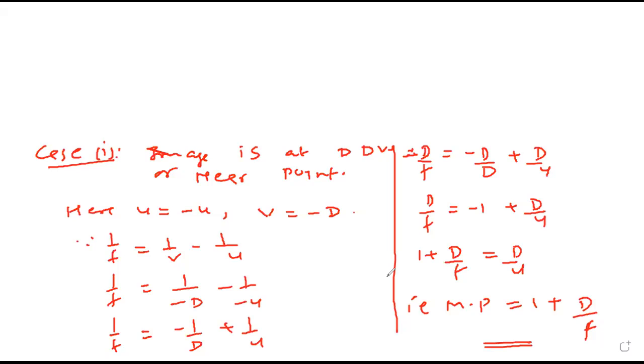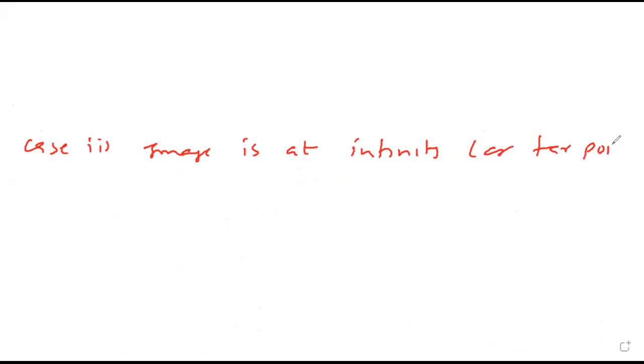Case 2. Case 2, second case. Image is at infinity, or it is also called far point, or it is called relaxed eye position.